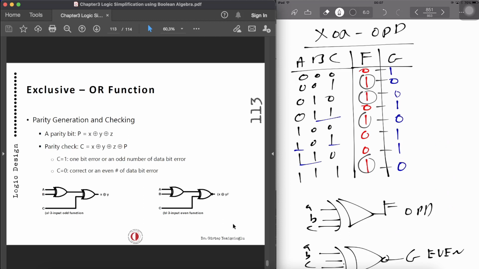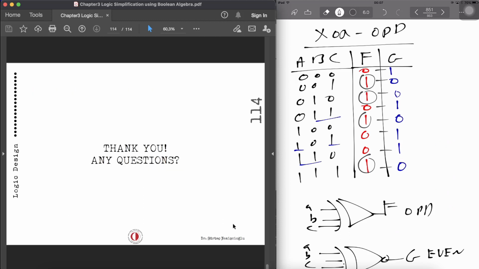So that's all for this chapter about universal gates and NAND and NOR and exclusive OR and exclusive NOR, which are used for odd and even functions. Thank you.